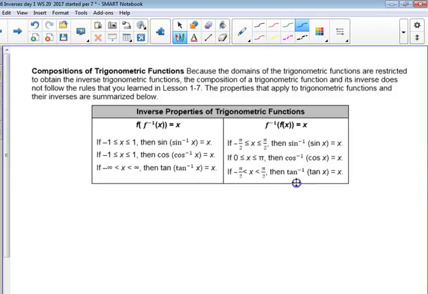There's a chart, I think, on your notes, maybe, that says if you have an inverse sine and then you take the sine, it's going to cancel and become x. And that's true anytime the x value is between -1 and 1. It's also true for cosine between -1 and 1, and it's true for tangent if the value you're asked to find is anything, basically.